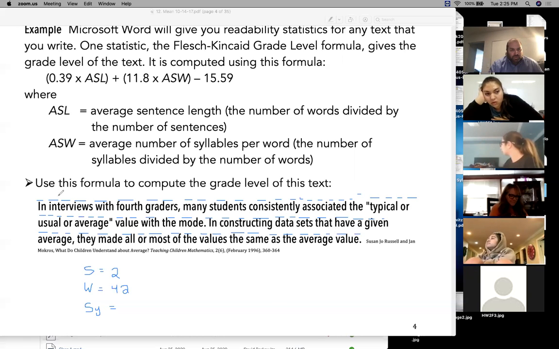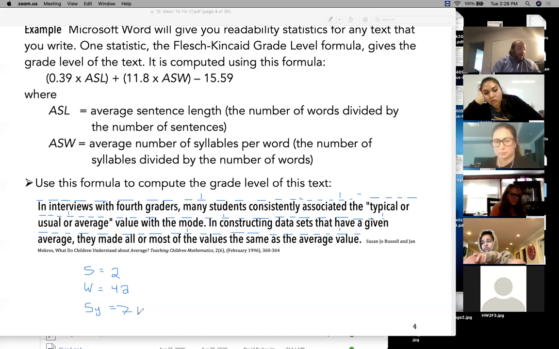So, counting the syllables: 1, 2, 3, 4, 5, 6, 7, 8, 9, 10, 11, 12, 13, 14, 15, 16, 17, 18, 19, 20, 21, 22, 23, 24, 25, 26, 27, 28, 29, 30, 31, 32, 33, 34, 35, 36, 37, 38, 39, 40, and on up to 50, 60, 70. I count 71.